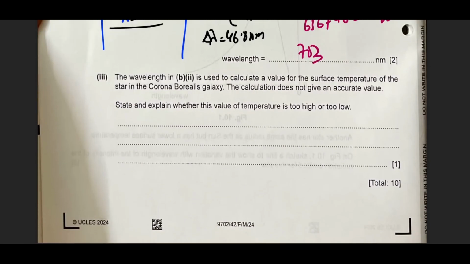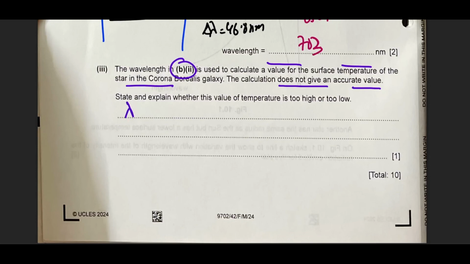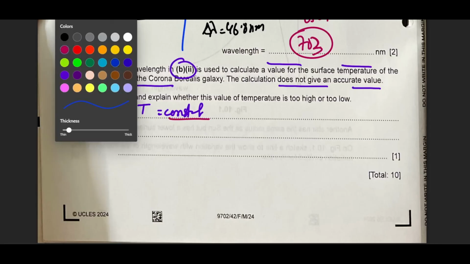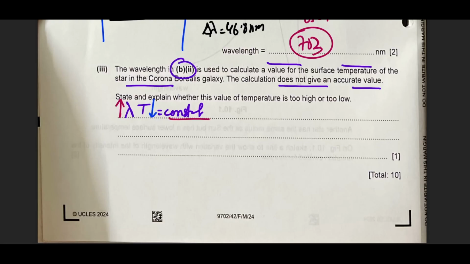Okay. Last part, he says the calculation does not give an accurate value for the surface temperature of the star. The wavelength is used to calculate. State and explain whether the value of temperature is too high or too low. You see, from Wien's displacement law, we understand that lambda max multiplied by T is equal to a constant, right? This is what we already know. So if the wavelength perceived by us has now increased, and it has to be a constant according to the displacement law, then the value of temperature calculated will be too low, because the true answer is 656, but we're getting 702 or 703. So due to this false reading of larger wavelength, I will be getting a false reading of smaller temperature. This is what he's asking you, whether the answer is too high or too low. So our answer is too low, and we explain it with reference to Wien's displacement law. Right? Okay.